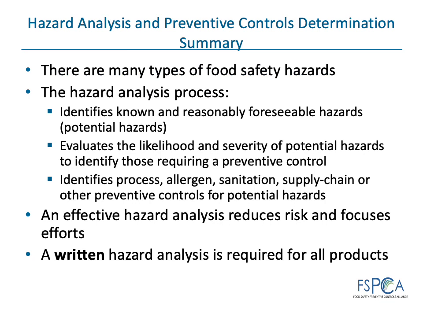Hazards are biological, chemical, or physical agents that have the potential to cause illness or injury. The hazard analysis process identifies known or foreseeable hazards that are known to be or have the potential to be associated with the facility or food it makes. These potential hazards are then evaluated to assess likelihood and severity to determine, based on risk, those hazards that require a preventive control. Through this process, an effective hazard analysis reduces risk and focuses implementation efforts on the preventive controls and associated procedures that are the most important controls for food safety.